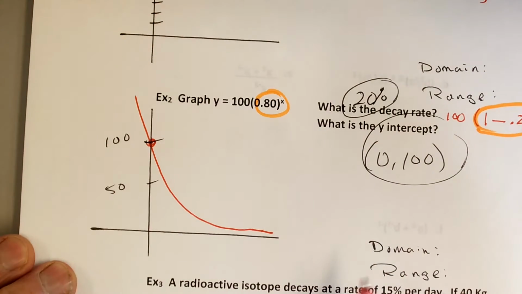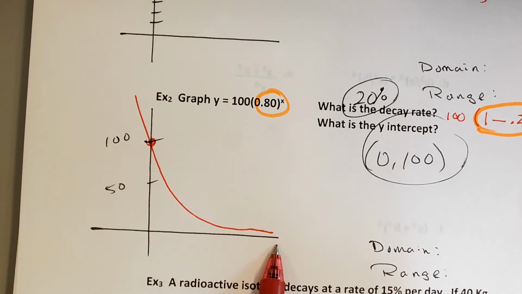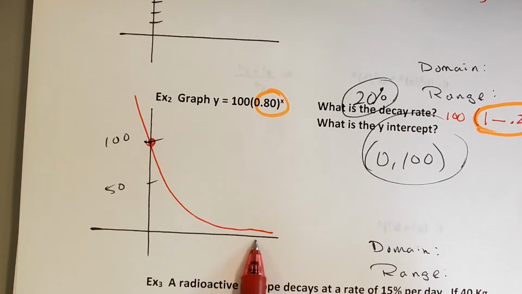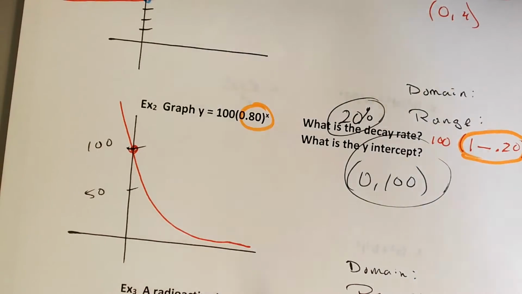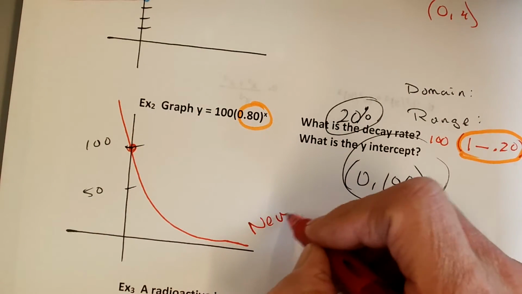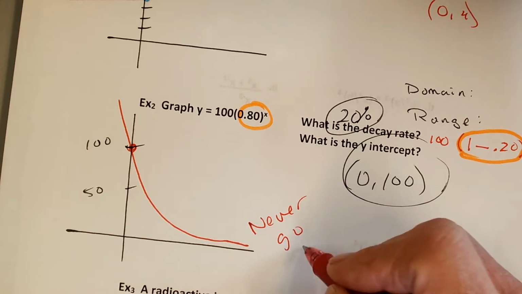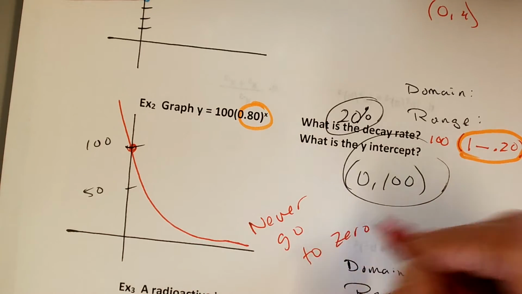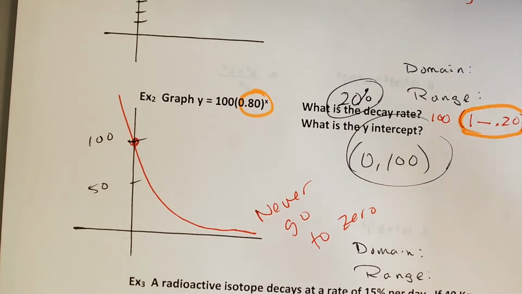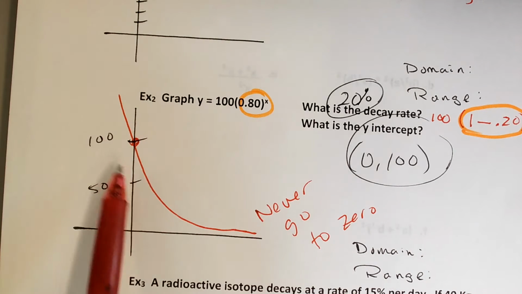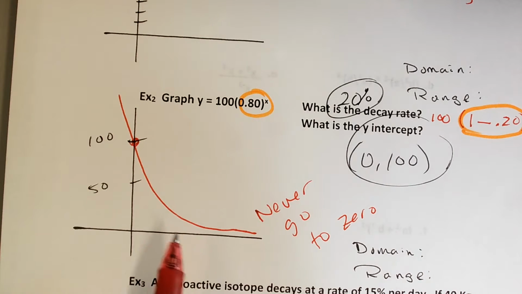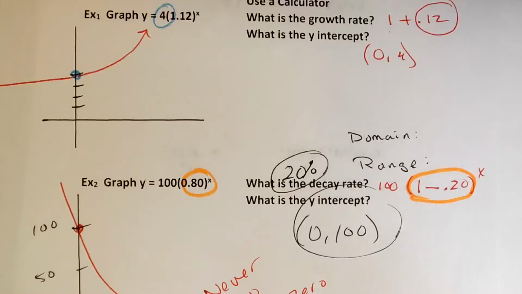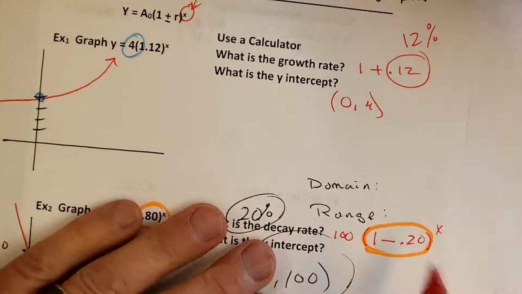Okay, now here's an interesting question. It will never go to zero, okay? In theory, in mathematical theory. But obviously in population, let's say it's a bacteria, you can't get half a bacteria, right? Does that make sense? So in theory, we'll never get to zero, okay? All right, domain and range on both of these is all real numbers.